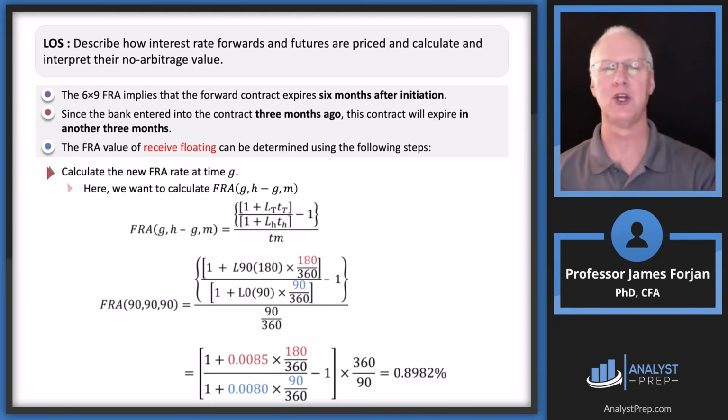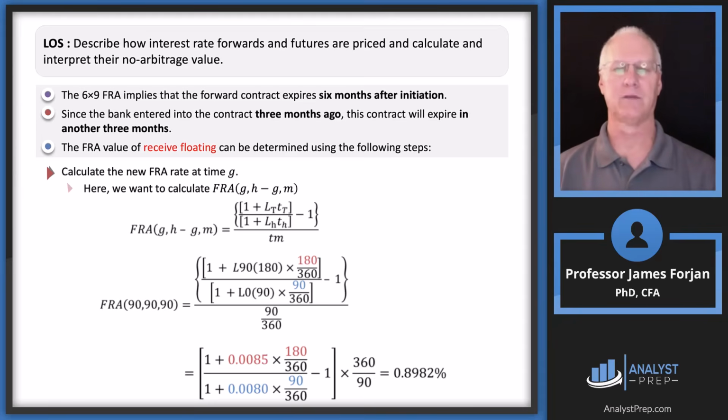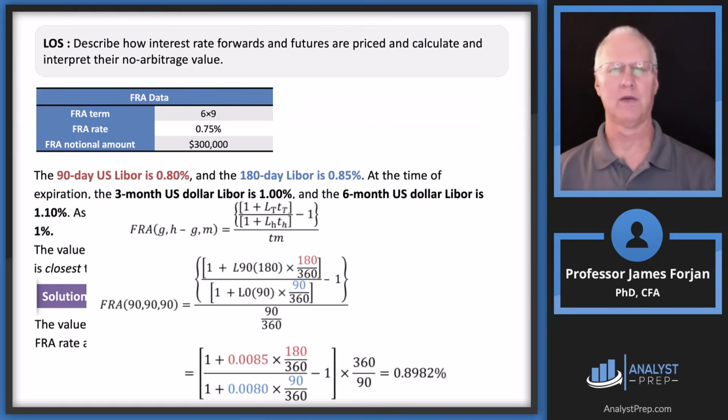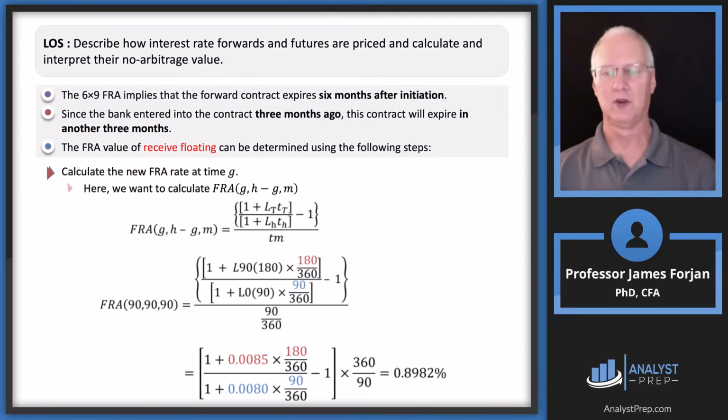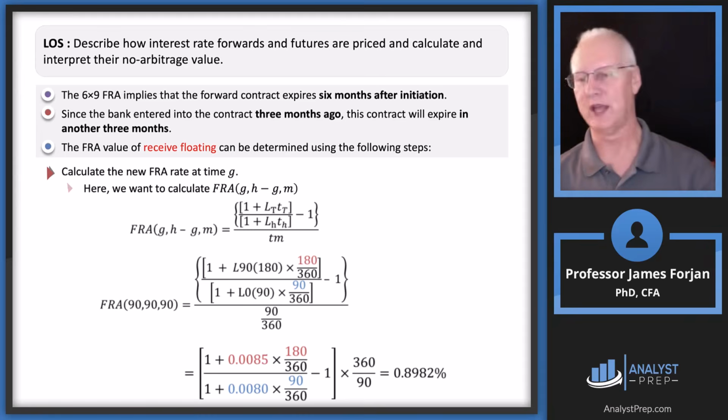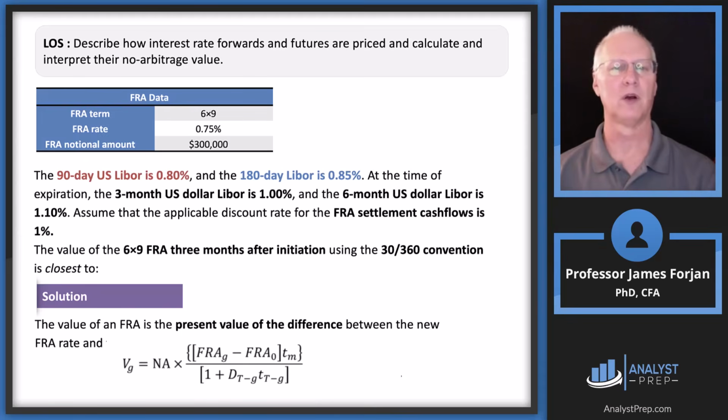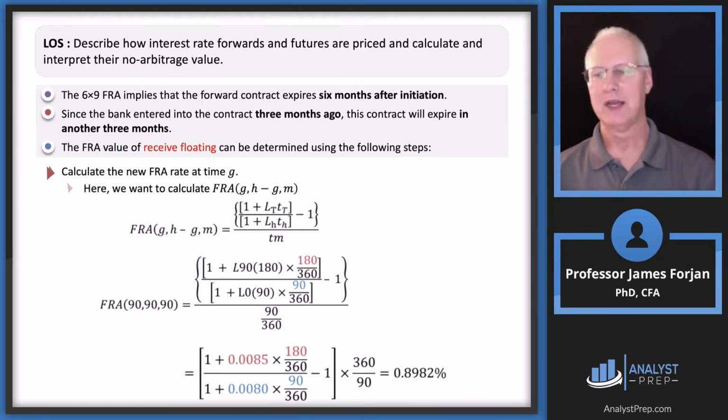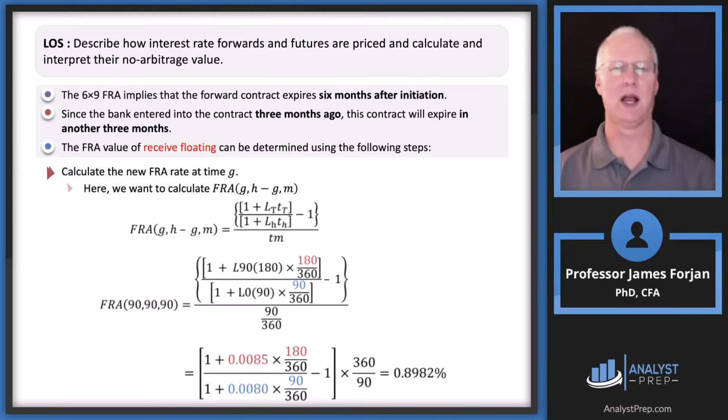We're going to calculate the new FRA rate. What did I have there? Oh yeah, I have the 80 and the 85. Those are in red and in blue. Notice in the numerator, there's the 85. In the denominator, there's the 80, and the 180 over the 90 and 360 times the 90. So there it is, there's the 89. What was our fixed rate? 0.75. Now our new rate is 0.8982.